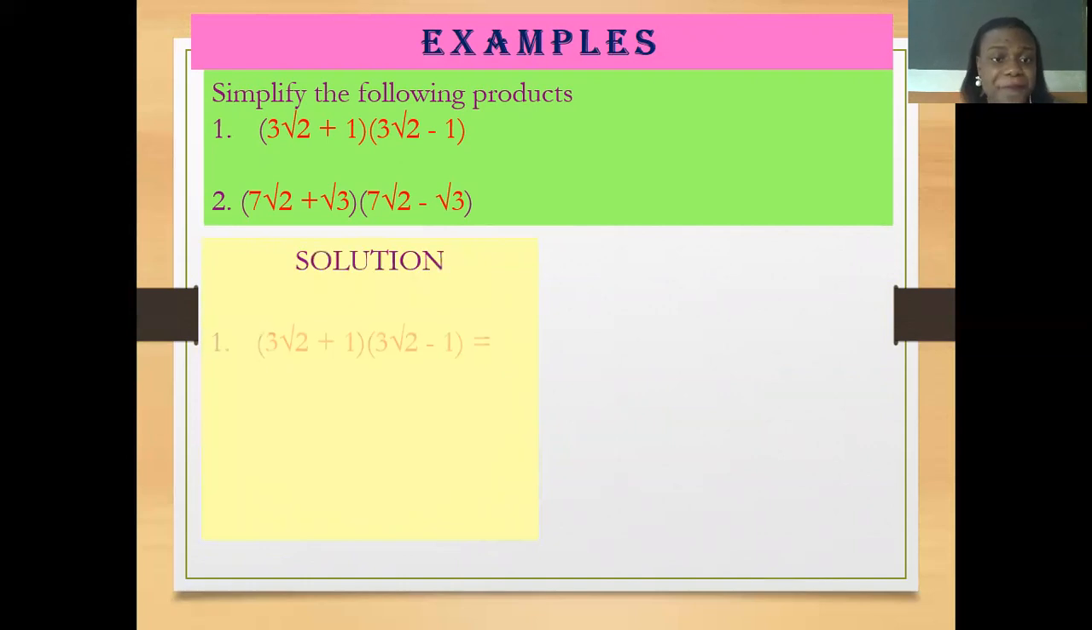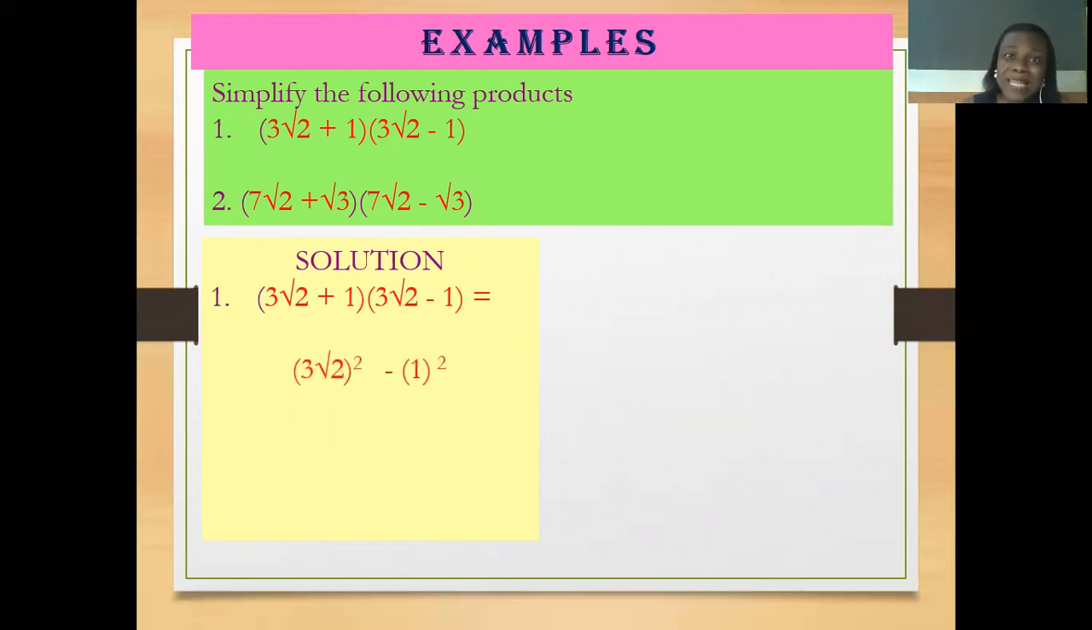So let's start with the first one: 3 root 2 plus 1 into 3 root 2 minus 1. Now that will simply be 3 root 2 all square minus 1 all square. So you pick each term. Now you know that they're conjugate surds. The only difference between them is the sign. I'm just going to pick the first term, square it, subtract the second term, and square it. So 3 root 2 all square minus 1 all square.